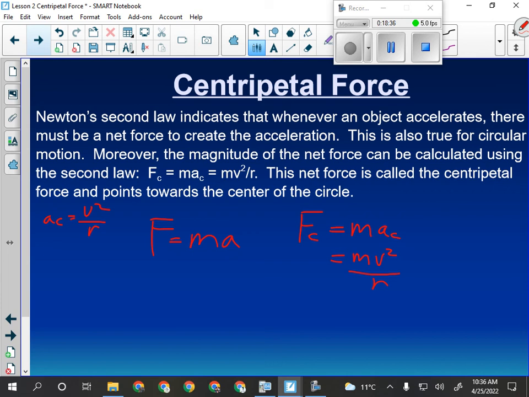For an object to move in a circle, the vector sum of all the forces acting on it has to be directed towards the center. Okay, so we'll be looking at that as well. So all of those Newton's second law rules that we learned in Unit 2 still apply. They're just now circular.